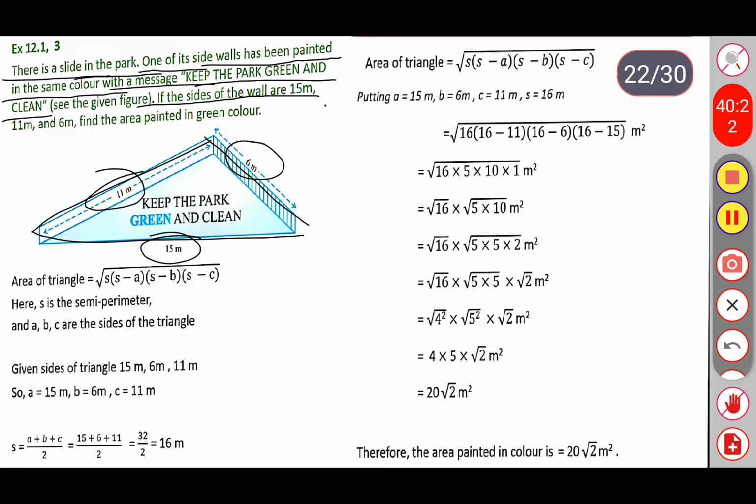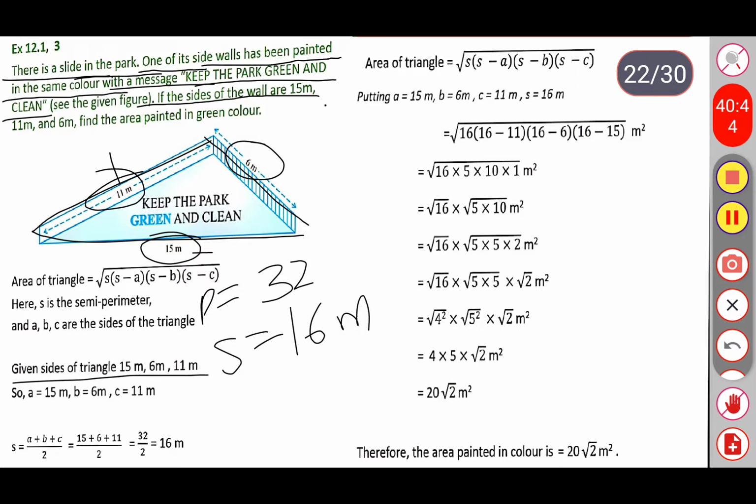in green color. So first, before going to calculate the area of the triangle, first find the perimeter. Perimeter is 15 plus 11 is 26. 26 plus 6 is 32. Perimeter is 32. If perimeter is 32 means semi perimeter is half of the 32, that is 16 meter. Here three sides are given.